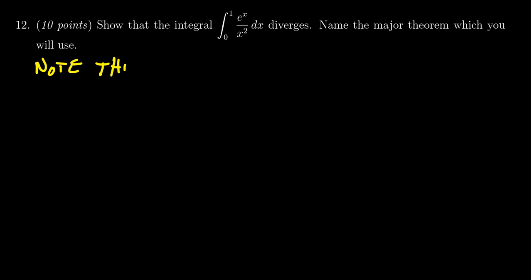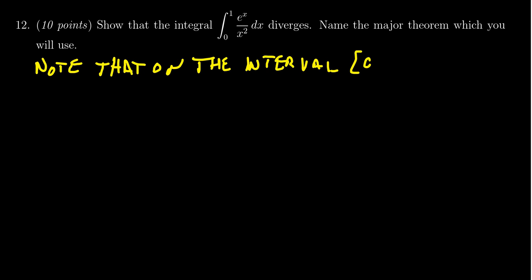Note that on the interval, and the interval in play here is going to be the interval 0 to 1. This is the interval for which we're integrating across. On the interval 0 to 1, we have that e to the x is greater than or equal to 1. Notice that when x equals 0, e to the 0 is equal to 1. e to the x is an increasing function. So as it ranges from 0 to 1, e to the x is only getting bigger. And so e to the x is always greater than or equal to 1.